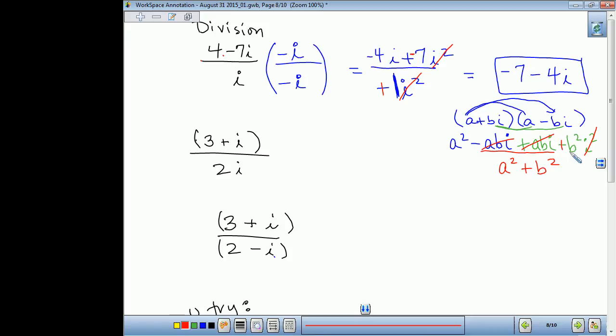Yes. Every time I multiply a complex number times its conjugate, the imaginaries disappear, which is very helpful when you're dividing. If you multiply the numerator and denominator by the conjugate of that denominator, it eliminates any imaginary part from the denominator. Every time. We just proved it.